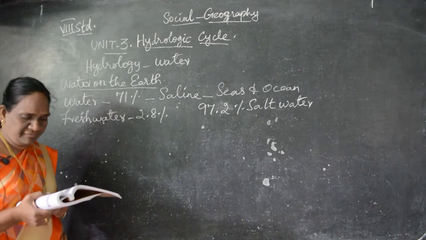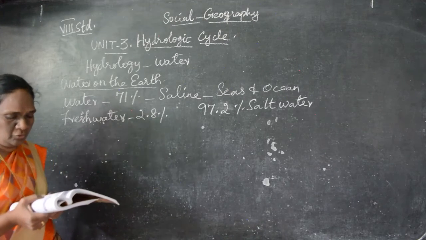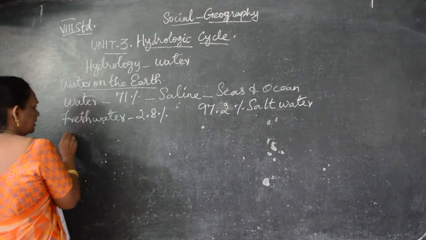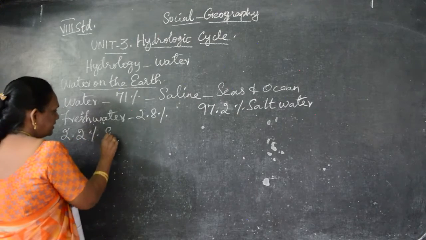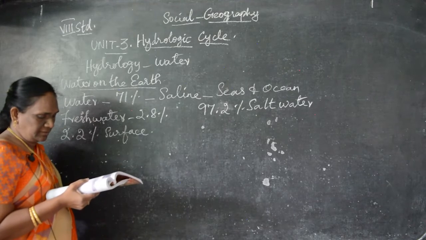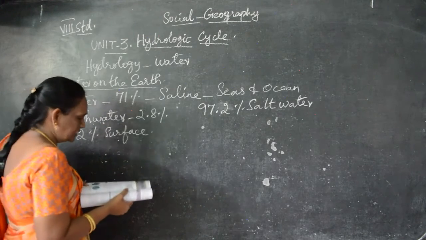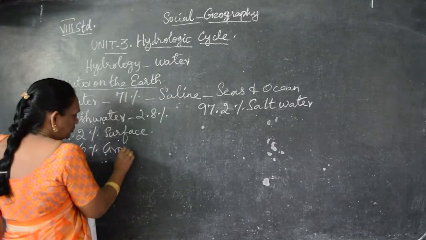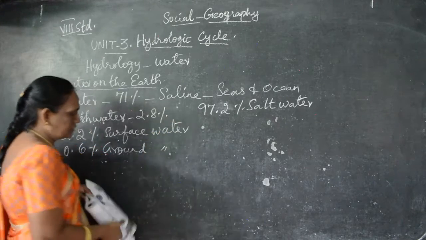So out of this 2.8% fresh water, about 2.2% is available on the surface of the earth. Understand? Surface water, and the remaining 0.6% as groundwater. This is surface water and this is groundwater.